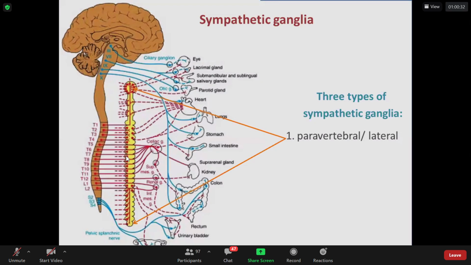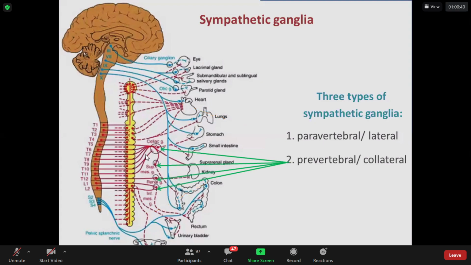Number three fate: instead of synapsing in these paravertebral ganglion or lateral ganglion, they go to the prevertebral ganglion straight away. See, from T5, T6 here, it did not end up directly here, not in the same ganglion segment or sympathetic trunk. It entered, came out as it is, and came out and terminated here, and the postganglionic fibers are coming out from these collateral ganglion. So this is another fate, the third fate.